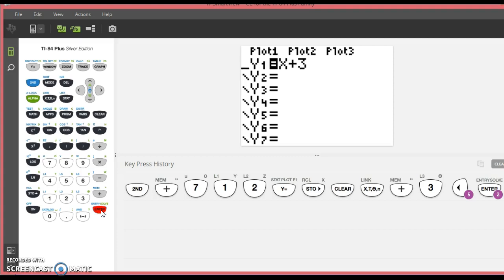Now, since it is greater than, you want the shading above the line. See how that is now shaded above the line? Okay, let's go down.